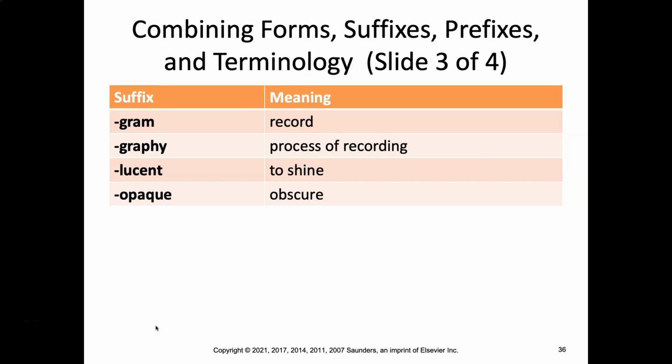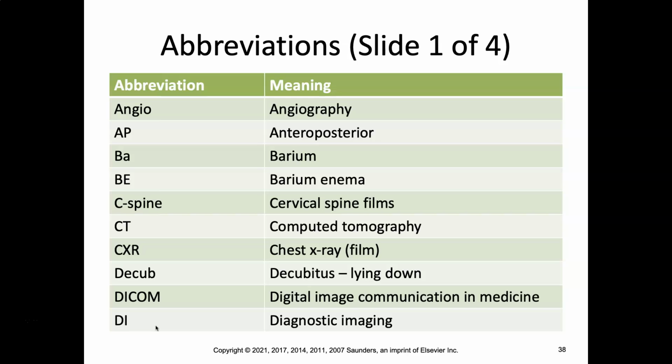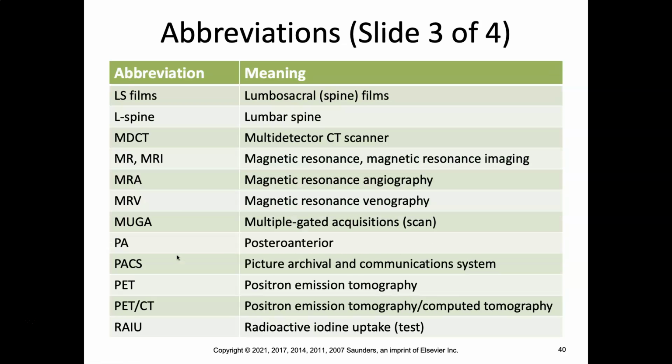Then we have suffixes. Gram and graphy are very familiar to us, but new this time are lucent and opaque. Prefixes: cine, echo, ultra. And then we're back to abbreviations. And again, these just focus on imaging and positions and the different types of treatments that they do, or diagnosis, testing that they do. You don't need to know things like the 123I for isotope of radioactive iodine or anything like that. Again, unless you go into that field specifically, you probably will never experience it.